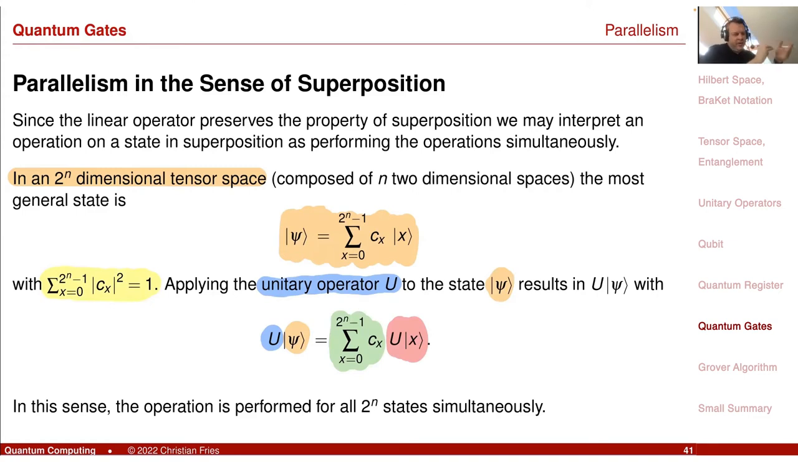So if I have an operator that maps x to a different value, then if I now use the superposition state, I will get the superposition of all results. So it is performing all the U(x) in parallel. In this sense, the operation is performed on all 2^n states simultaneously.